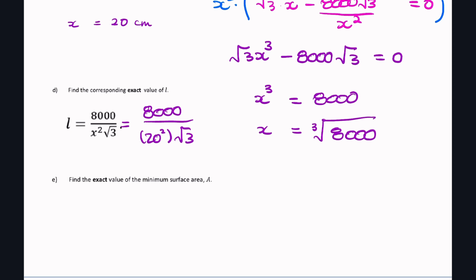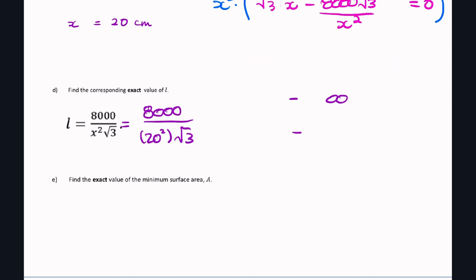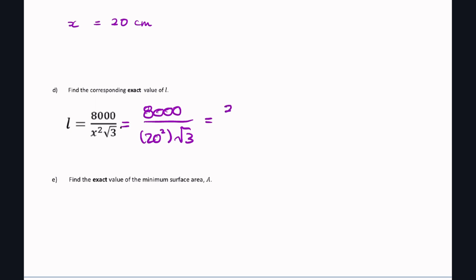And because they're saying they want the exact value, that means you need to keep the surd in there. So rather than putting it in a calculator, you would just divide 8,000 by 20 squared, which is 400. So that will give you 20 divided by root 3. Okay, so that's the exact value.